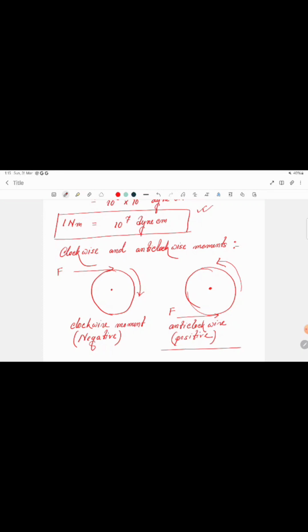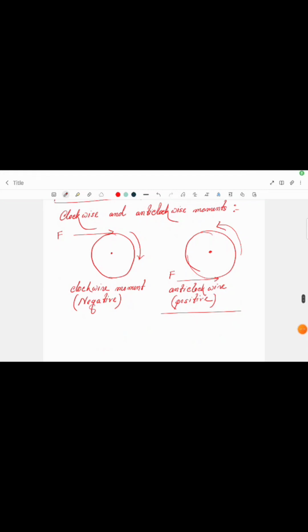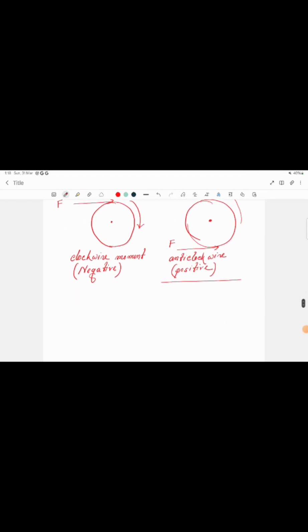of this topic. So the next topic which we have to discuss is called couple. What is a couple? Basically, we can say it is a pair of forces. A pair of forces means two equal and opposite or parallel forces acting on the same body but not acting along the same line.